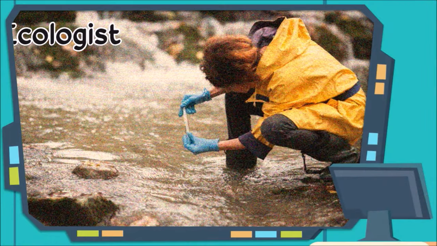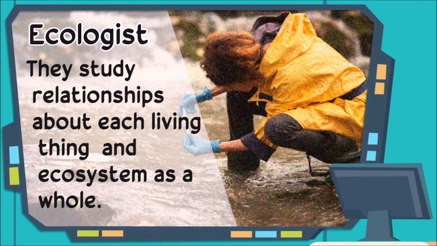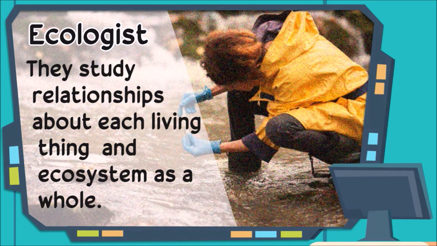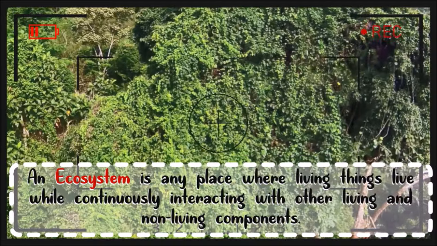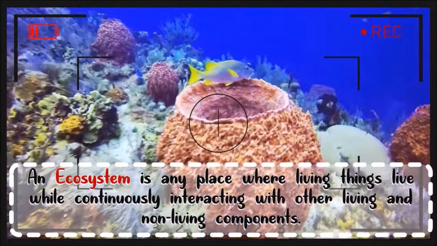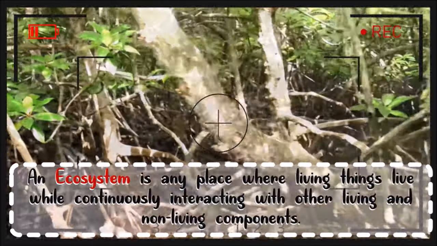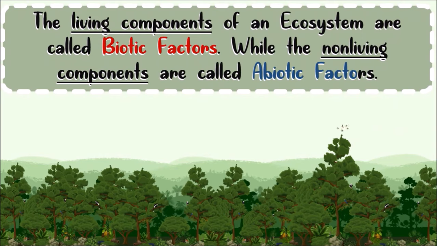People or scientists who study ecosystems are known as ecologists. They study relationships between each living thing and the ecosystem as a whole. An ecosystem is any place where living things live while continuously interacting with other living and non-living components. The living components of an ecosystem are called biotic factors, while the non-living components are called abiotic factors.